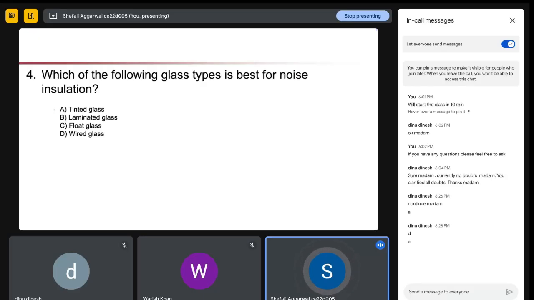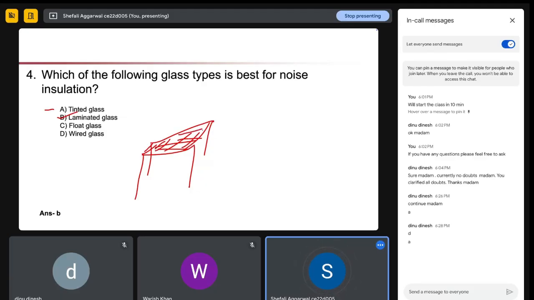A, tinted glass. Okay. So if you remember, the answer is actually laminated glass. Tinted glass means it's just a color, we are adding some color to our glass, and in laminated glass we have a glass and then another glass, and in between these glasses we are adding some PCB sheet.